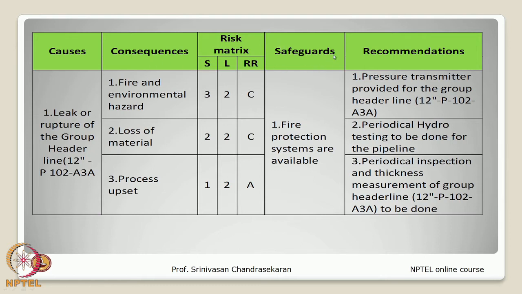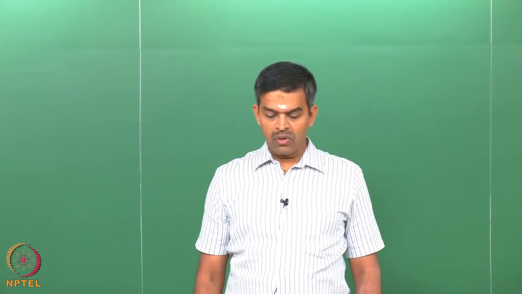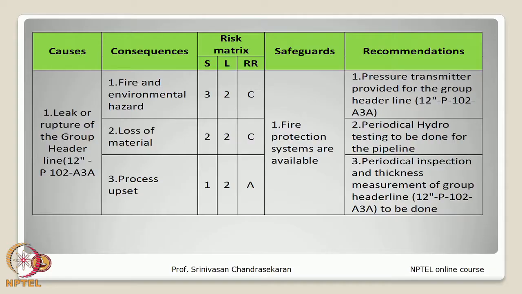Now, let us also examine the safeguards present in the existing system. The safeguards present in the existing system refer to fire protection systems which are already available in place. The fire protection system can be an agency to mitigate or control fire and environmental hazard. It can also prevent loss of material to some extent. Of course, it can prevent the process upset of the whole line by bypassing the line if the line is found to be leaking or ruptured from the group header. So, the existing safeguards are indicated in the report.